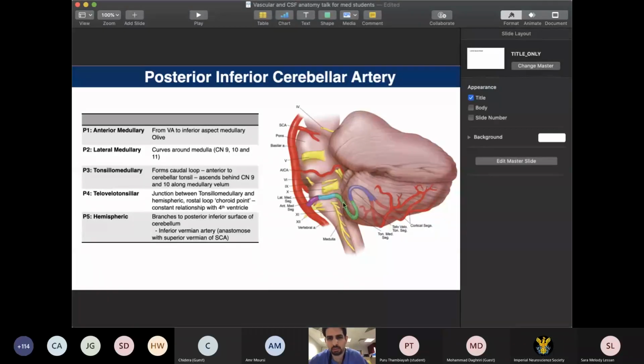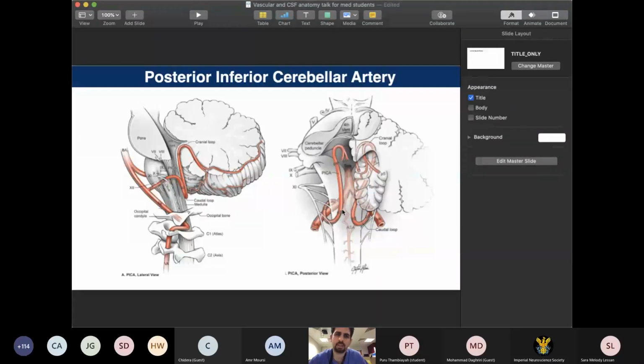Important about the PICA, you've got 2 loops. You've got a caudal loop and you've got a cranial loop. This cranial loop has quite good concordance with where the choroid plexus is of the 4th ventricle, which is behind here. So again, providing a roadmap to your brain. This is basically just a slightly better picture showing its relationship with the lower cranial nerves, the caudal loop, the cranial loop. This is the 4th ventricle, and then it sort of dives inwards.